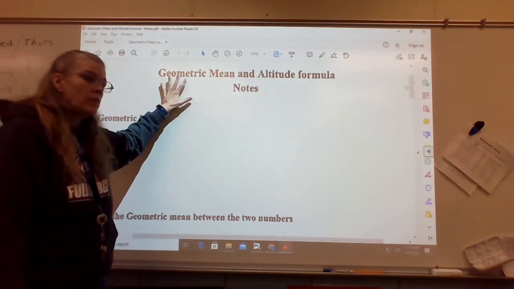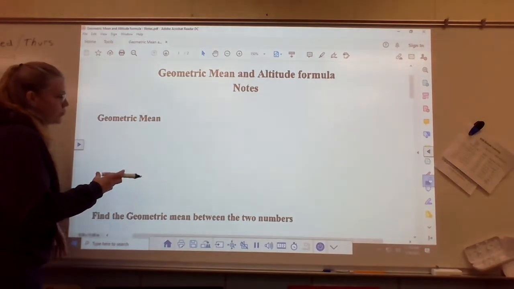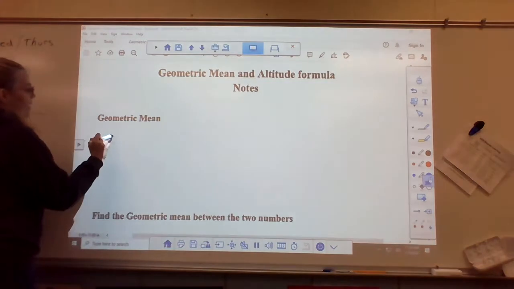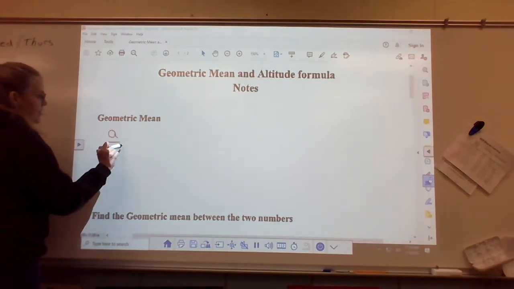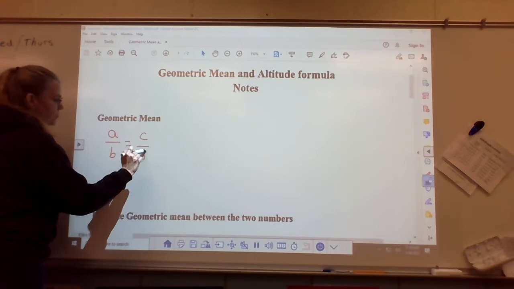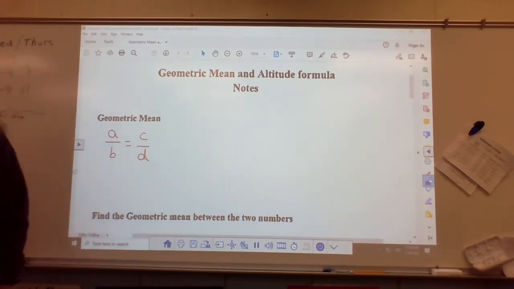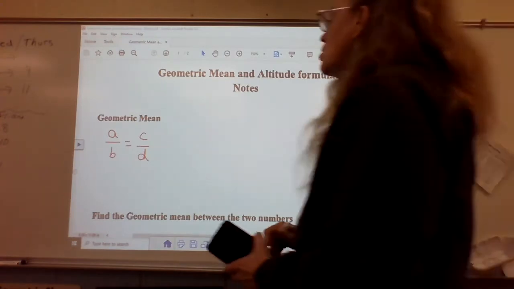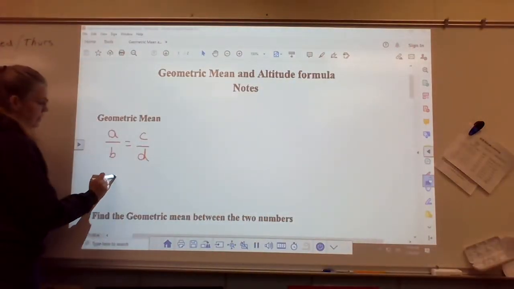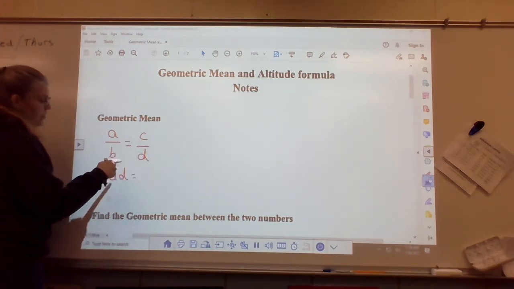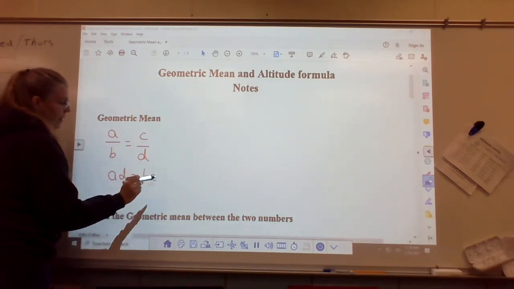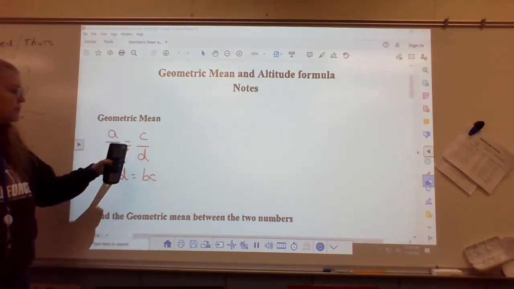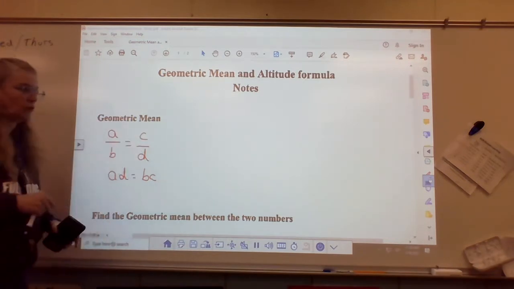If you remember from when we did proportions, if I set up a proportion, A over B equals C over D, I could cross multiply, so I know A times D gives me B times C. And we talked about this like 2 weeks ago. If I have a proportion, I can solve for any piece on this proportion by multiplying your diagonals.